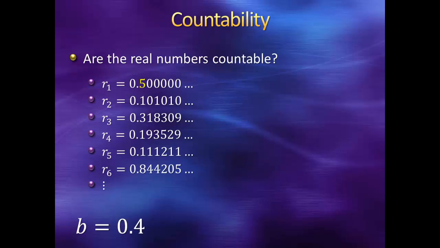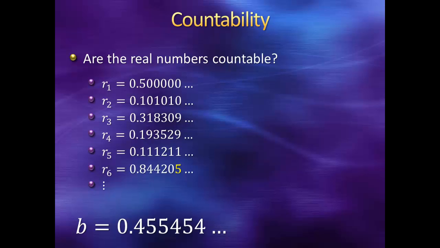So let's see what b begins to look like. The first digit of our first number is 5. So the first digit of b we change to 4. The second digit of our second number is 0, which isn't 5. So the second digit of b is 5. The third digit of our third number is 8. So the third digit of b is 5. The fourth digit of our fourth number is 5. So the fourth digit of b is 4. The fifth digit of our fifth number is 1. So the fifth digit of b is 5. And we keep doing this all the way down the line. For any natural number n, we know what the nth digit of b is.